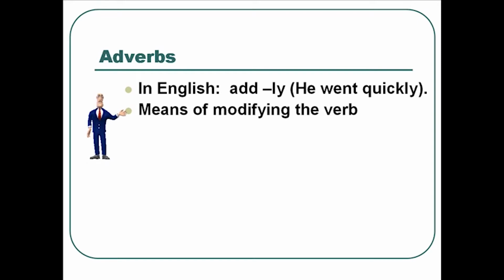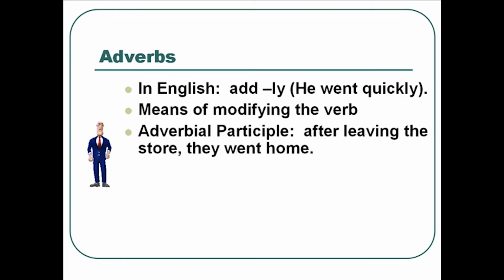An adverb then modifies the meaning of the verb. In Greek, we've already seen this a couple of ways in terms of the adverbial participle. So we have, after leaving the store, they went home. After leaving the store modifies and tells you when they went home. And so it actually is a temporal modifier of the verb, giving you a more clear indication of the time of the verb. After leaving the store, they went home. Antecedent action here. After leaving the store is antecedent to them going home.